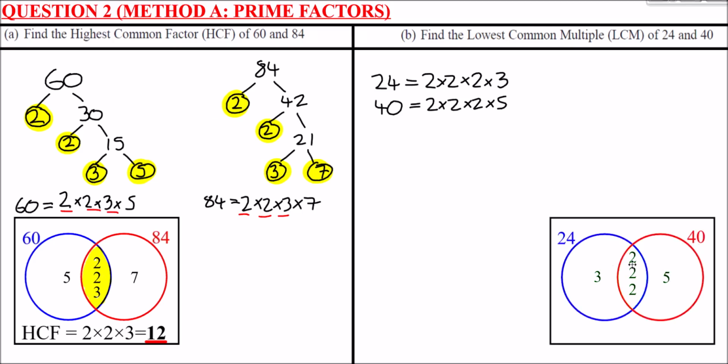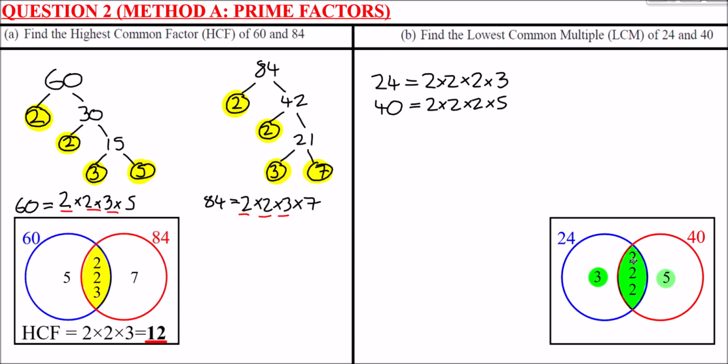So we've got the three 2s in common to 24 and 40, but then the factor 3 is only common to 24, and the factor of 5 is only common to the 40. This time though, because we're finding the lowest common multiple, our strategy now isn't to just multiply the 3 numbers in the middle together, we multiply all numbers inside the circles together to generate our lowest common multiple.